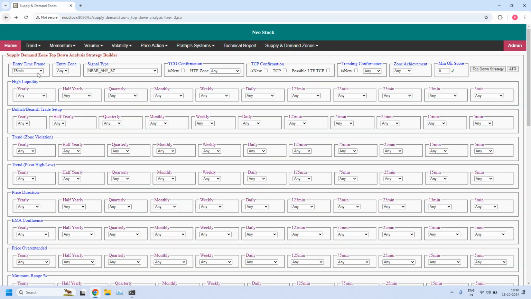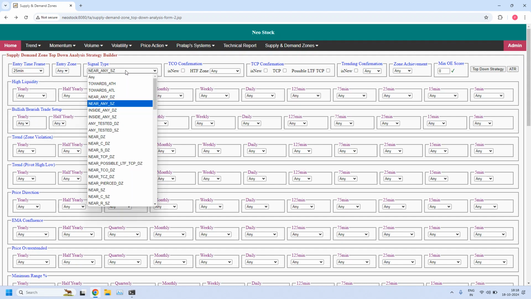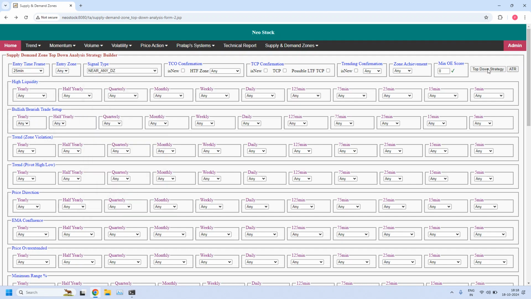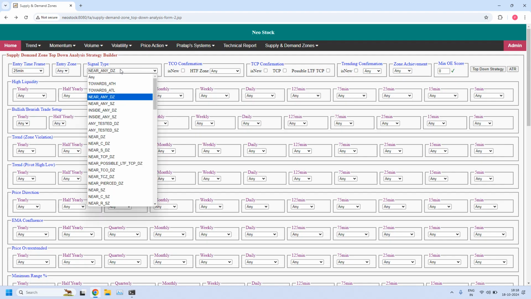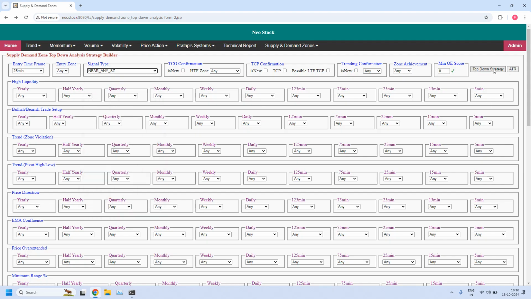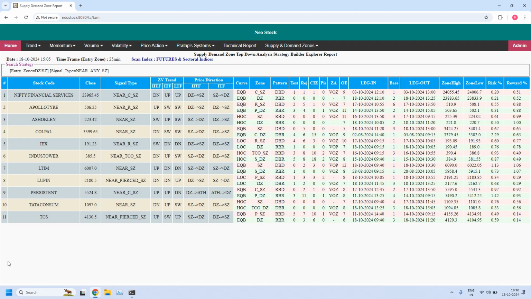Okay, next time frame is 25 minutes. Let's find the stocks near 25 minutes demand zone. 6 stocks are filtered. Next, for 25 minutes time frame, let's find the stocks near 25 minute supply zone. 11 stocks are filtered.